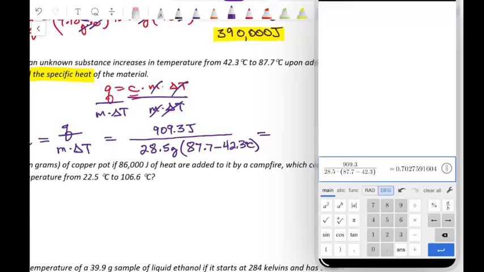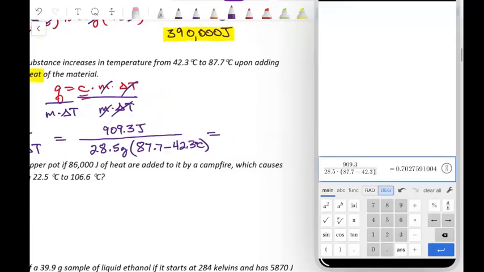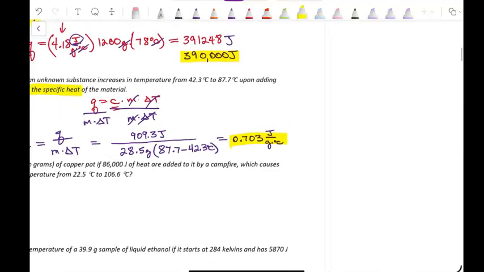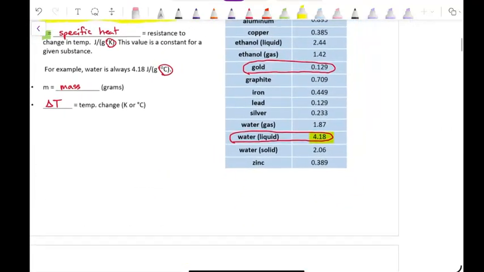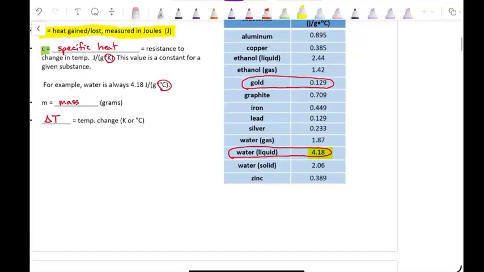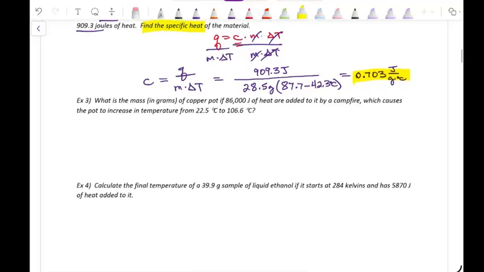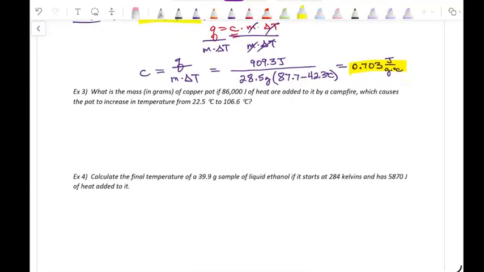All right, there we go. I got 0.703. And that doesn't exactly match any of the values on our table, but it's pretty darn close. If we look at, I think graphite is like 0.70, yeah, 0.709. So this might be graphite, or it might just be a substance that's not on the table.